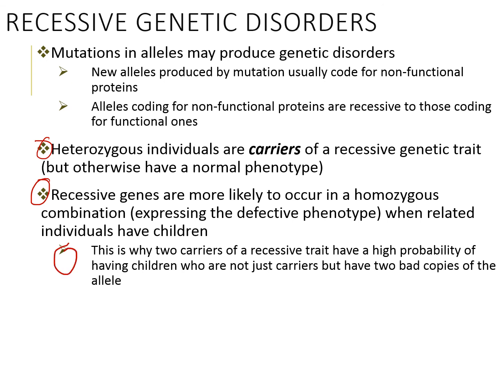It's a way of reducing the likelihood of inbreeding. So this is why two carriers of a recessive trait have a high probability of having children who are not just carriers, but who have two bad copies of the allele as well. So if you ever wondered why inbreeding was bad, now you know. Most of us have one or two recessive alleles that we are unaware of, and were we to mate with someone closely related to us, it's more likely that the offspring will get a recessive allele from us and also the partner. So inbreeding is bad.